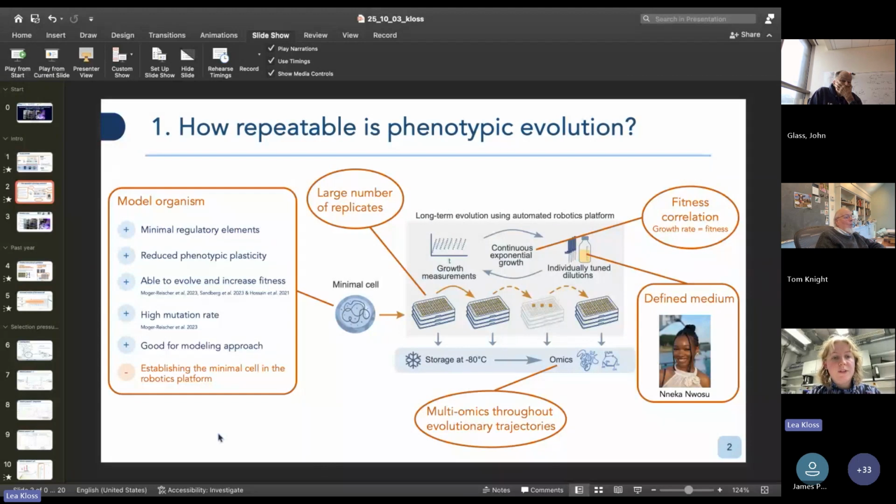So what I then had to do is establish the minimal cell in our robotics platform, which we use for our evolution experiments. And this robotics platform has one major advantage, which is that we can use a large number of replicate populations because we have a stack of 96 well plates. We can also keep the cells in exponential growth. So we have a nice fitness correlation because the cells never enter stationary phase. We do multi-omics, like I said, and we ideally want to use a defined medium, which a student assistant of mine is now working on, Neka. And it's been really nice to see how many people are currently working on the defined medium.